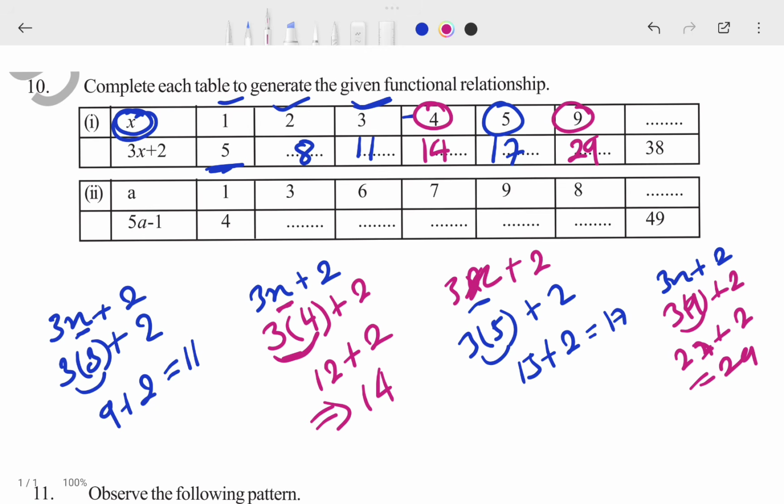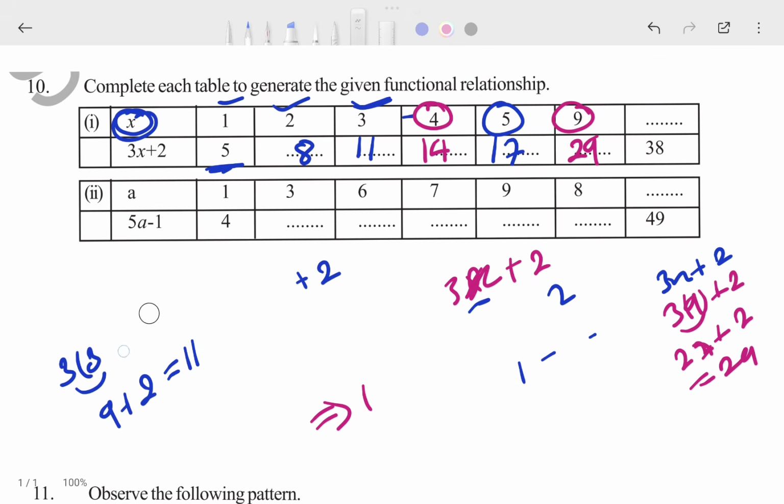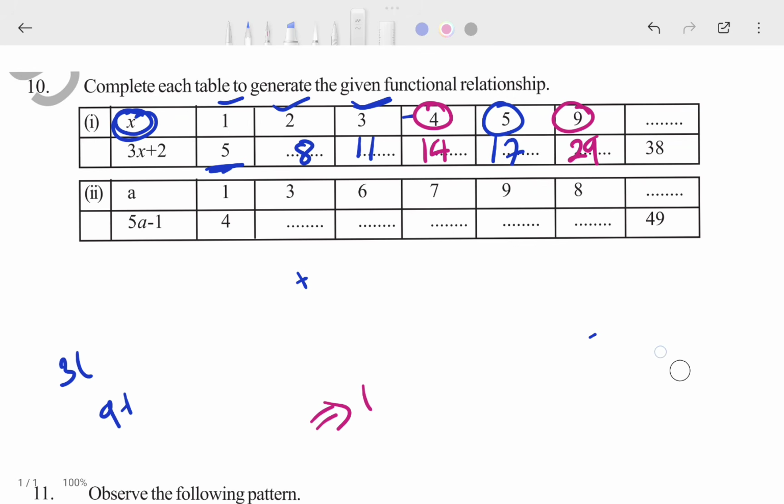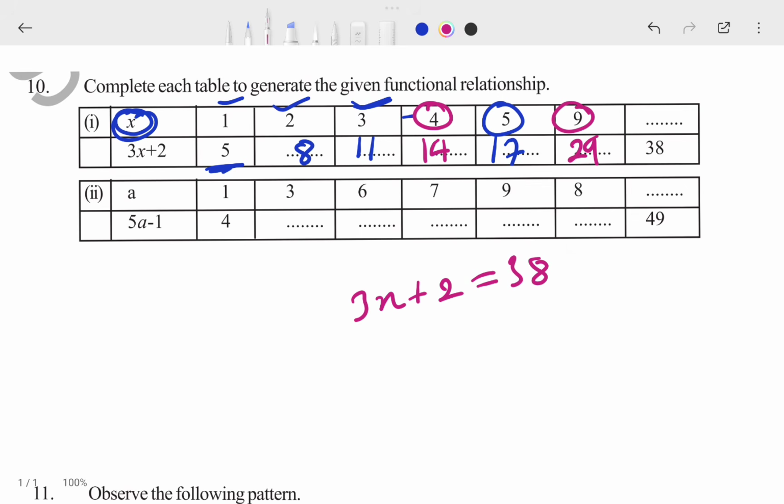But now I'm going to tell you about one big question that is given here. Okay, so this is clear. Now this is going to be the opposite. One thing is going to be opposite here. What is given here? 3x plus 2, okay, it equals how much? It equals 38 only. But what is the value of x? We don't know.